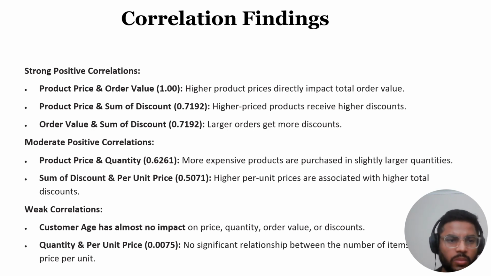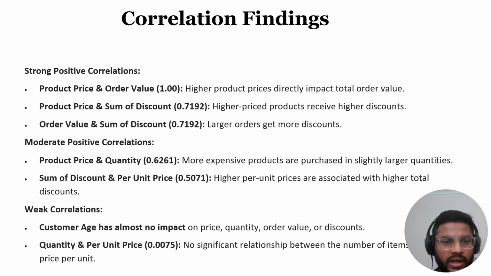And the moderate positive correlations we found out were two. First is product price and quantity. It is about 0.6. So it states that more expensive products are purchased in slightly larger quantities. And second thing we found out, sum of discount and per unit price, the correlation was 0.5, also close to 1. It states that higher per unit prices are associated with higher total discounts. If the price value is big, we have to give a higher discount, if we take it all together.